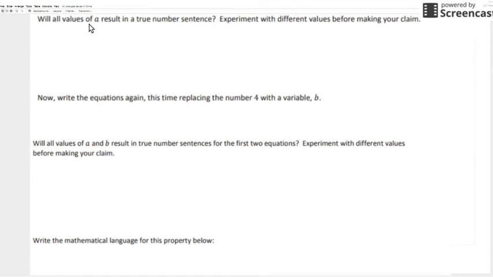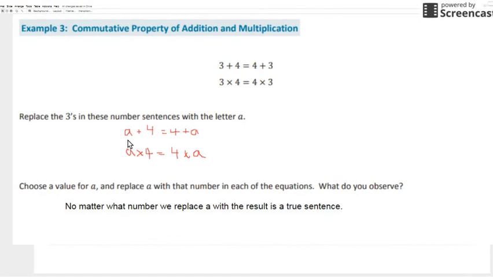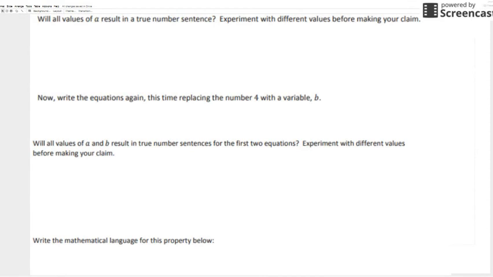It says, will all values of A result in a true statement? Experiment with different values. So we kind of did that already. We took the time and did different values. So is there a number we can't place in there? Well, 0 usually is the problem. Let's look at 0. 0 plus 4 is 4. 4 plus 0 is still 4. 0 times 4 is 0. 4 times 0 is still 0. So yes, all numbers that you plug in for A would result in a true statement.